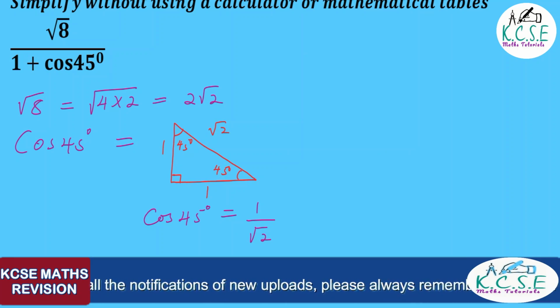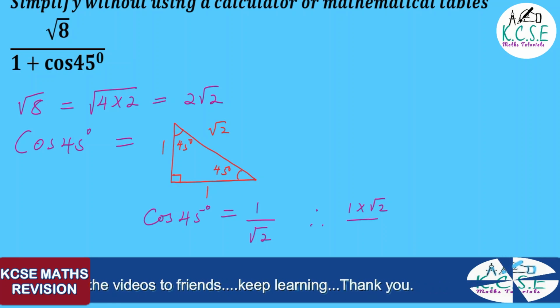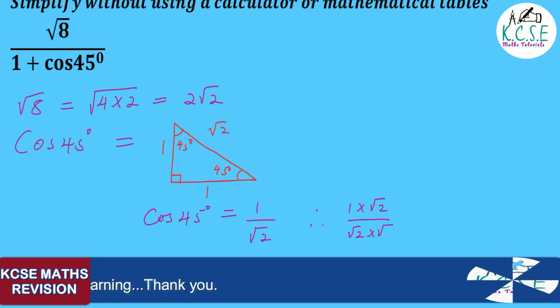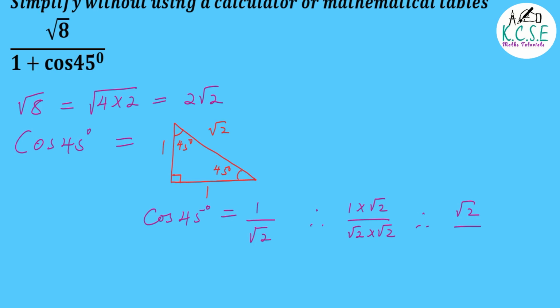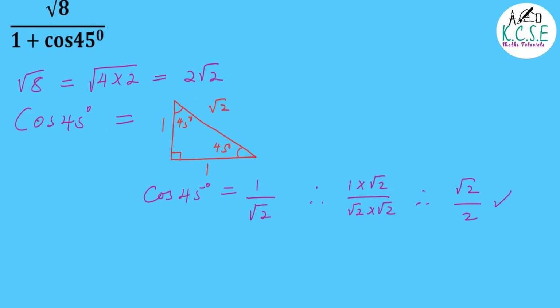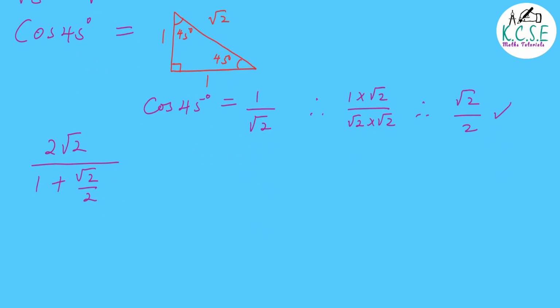Now we can go ahead and simplify this. 1 divided by root of 2 is the same as if we multiply both the numerator and the denominator by root of 2. This one shall give root of 2 divided by 2. So it's the same, and we're going to consider using this. Now after doing that simplification, we can insert. So root 8 is 2 root 2 divided by 1 plus cosine of 45 is root 2 divided by 2. So this is what now we're going to simplify.